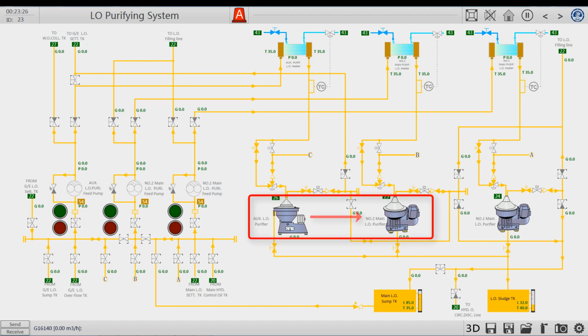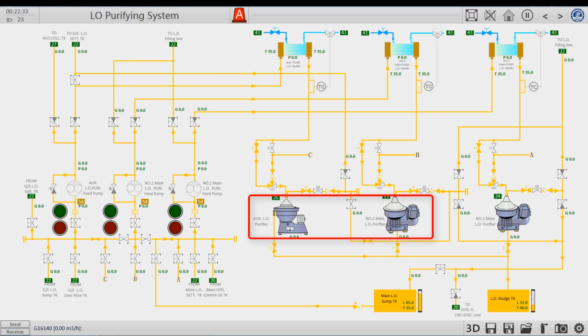It is also possible to separate and purify the lubricating oil of the generator system with the number 2 main engine lubricating oil separator. Although the 2 oil separators can be used as backup for each other, the supply pumps that carry the oil are not used as backup. That is to say, the oil supply pump of number 2 main engine oil separator can only supply oil for number 2 main engine oil separator, but cannot supply the generator lubricating oil separator, and vice versa.